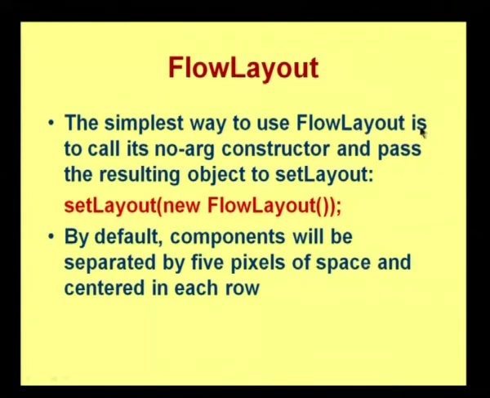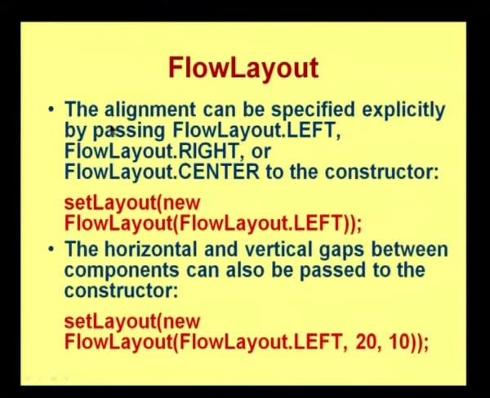The simplest way to use flow layout is to call the no argument constructor and pass the resulting object to set layout. So, I create a flow layout without any arguments and then pass it as a parameter to set layout. This set method may be available in any of the containers. By default, components will be separated by 5 pixels of space and centered in each row. So automatically, whenever I add components, it will take 5 pixels of space and put the next component. The alignment can be specified explicitly by passing FlowLayout.LEFT, FlowLayout.RIGHT or CENTER.